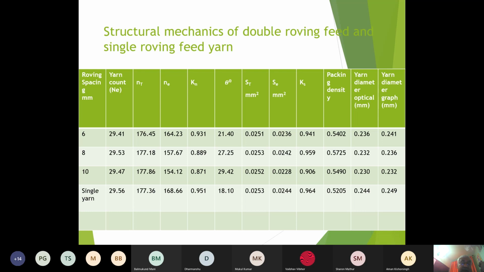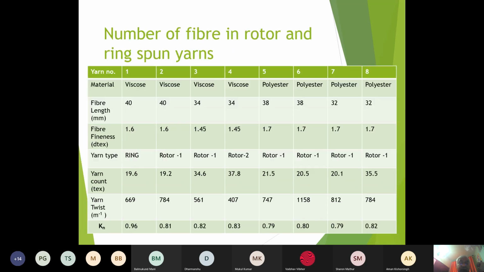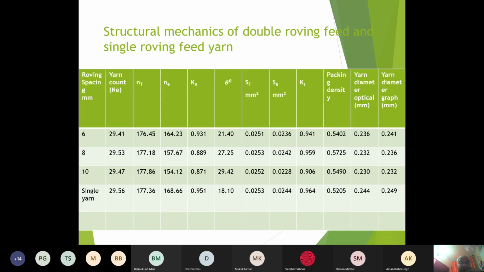But in general, definitely SE is more in case of single roving feed. The same way that we have calculated the value of Ks. Ks is what? SE over ST. And there we found that definitely the factor Kn in case of single roving feed is more than in double roving feed.